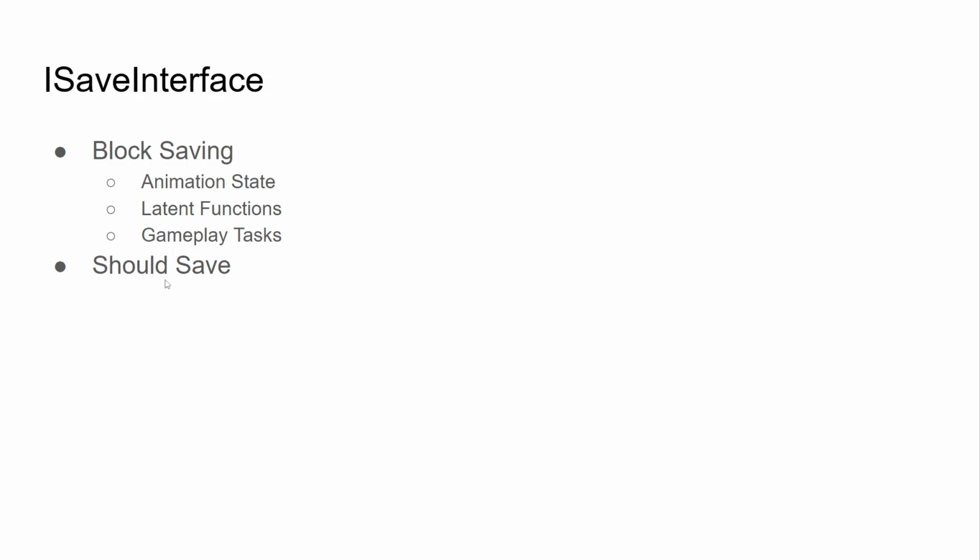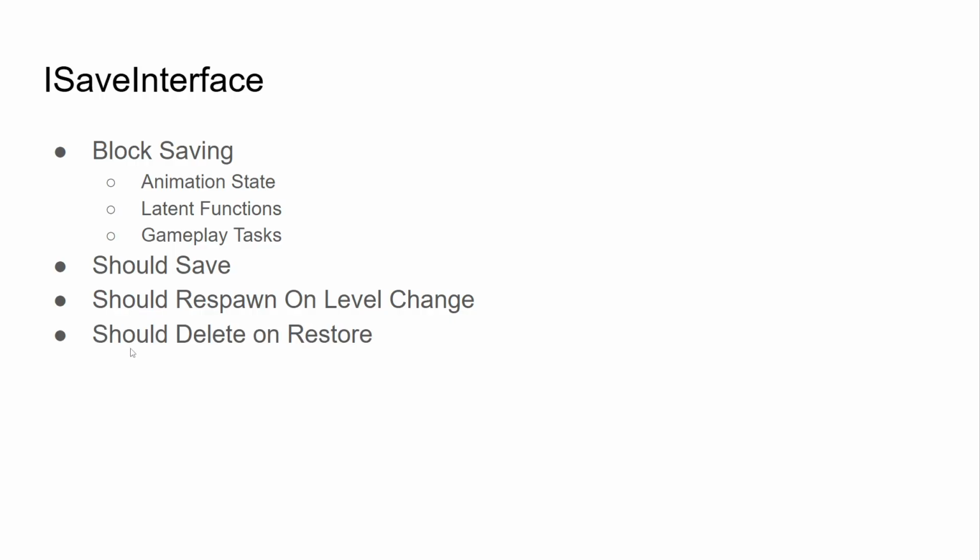Should save, like I said before: for the breakable props and structures that have gone to a ragdoll and items that are in the pool, they return false, everything else returns true. Should respawn on level change: this is for the breakable props that you do want to respawn after you have visited another level and then come back.